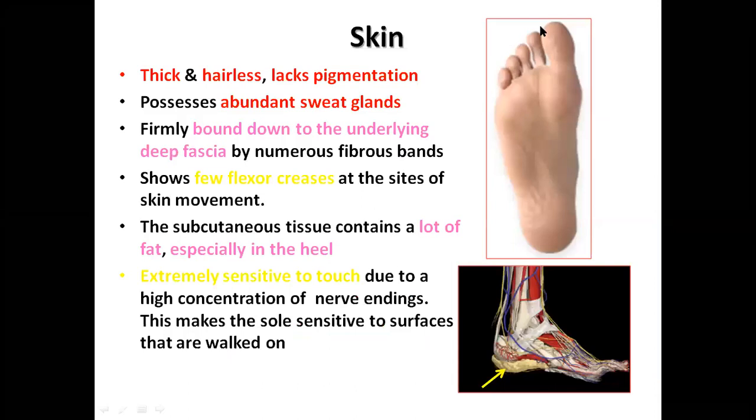So now when you just look at the sole, you see the skin is very thick. It doesn't have any hair and we do not even have pigments as we see in the skin of other parts of our body. It has a lot of sweat glands and it is firmly bound down to the underlying deep fascia by numerous fibrous bands. It shows few flexure creases at the sites of skin movement.